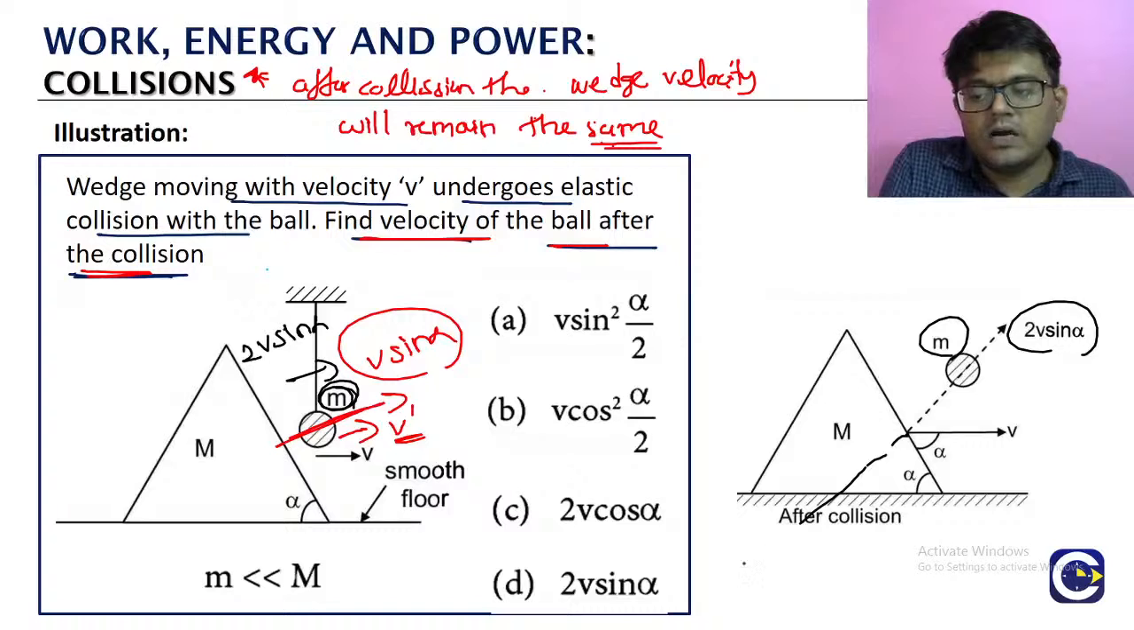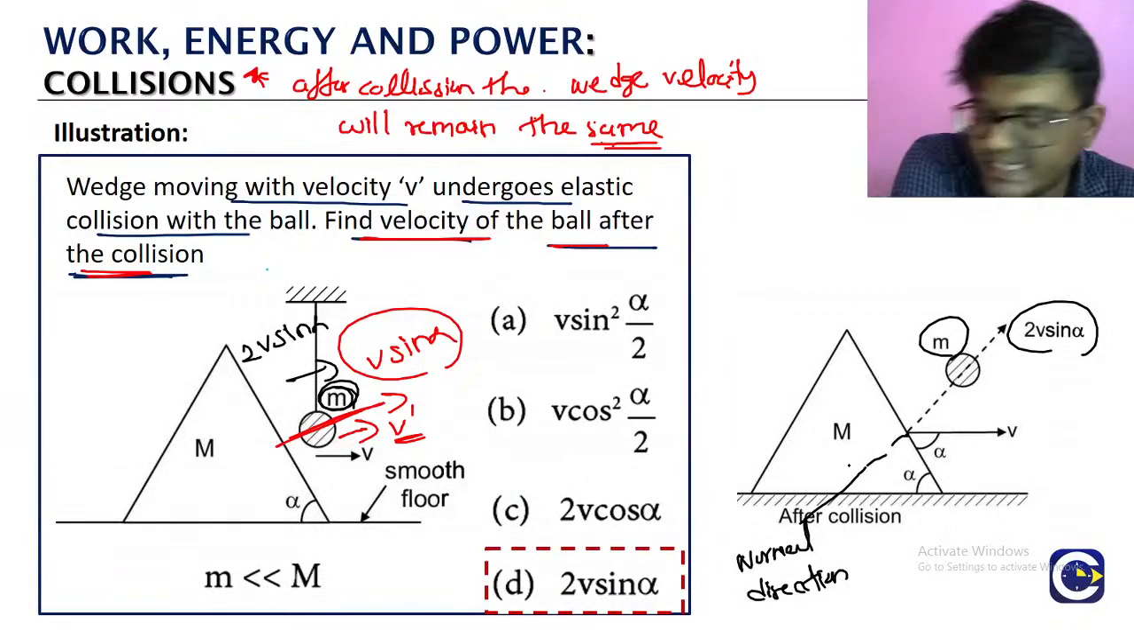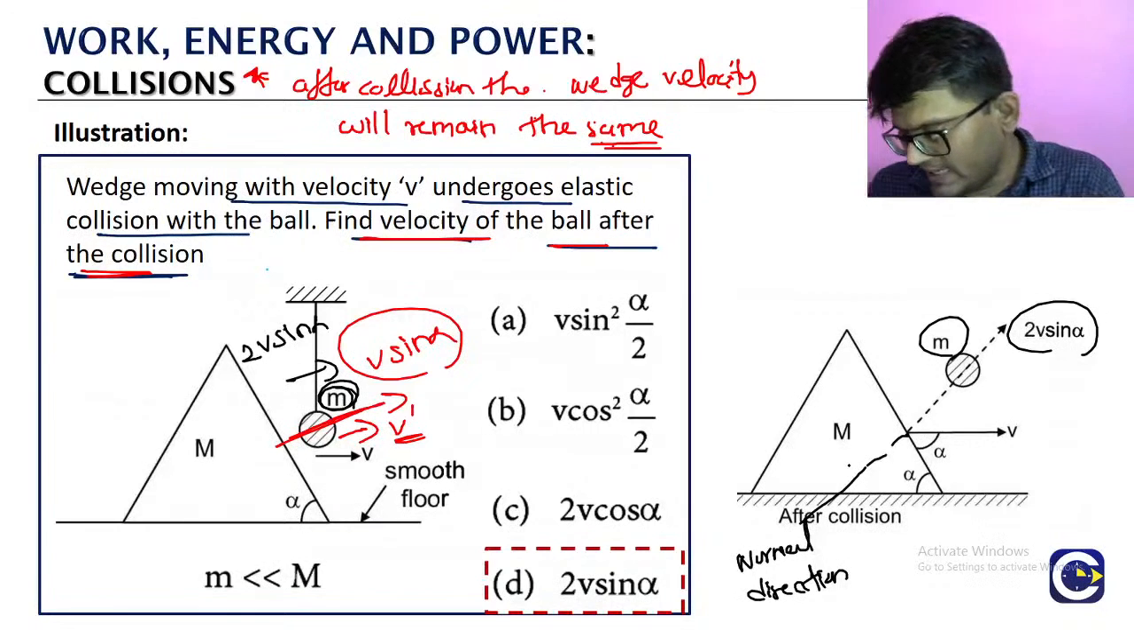Along that, this is our normal line. This is our common normal direction. In that direction, it will move with a velocity of 2v sin alpha. What is the answer for this, guys? It is option D.